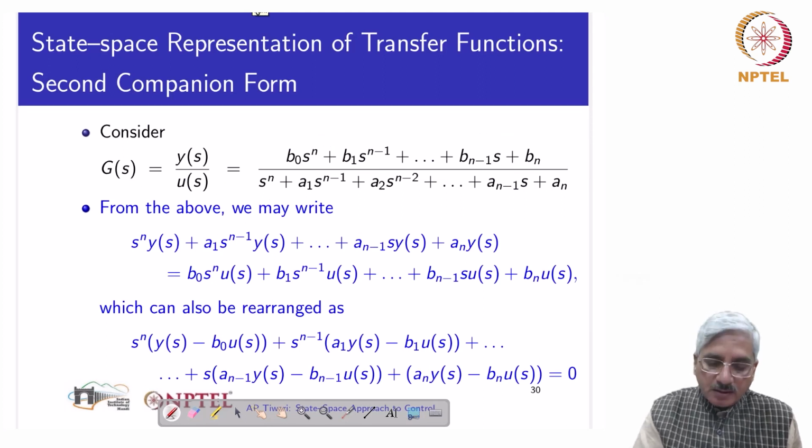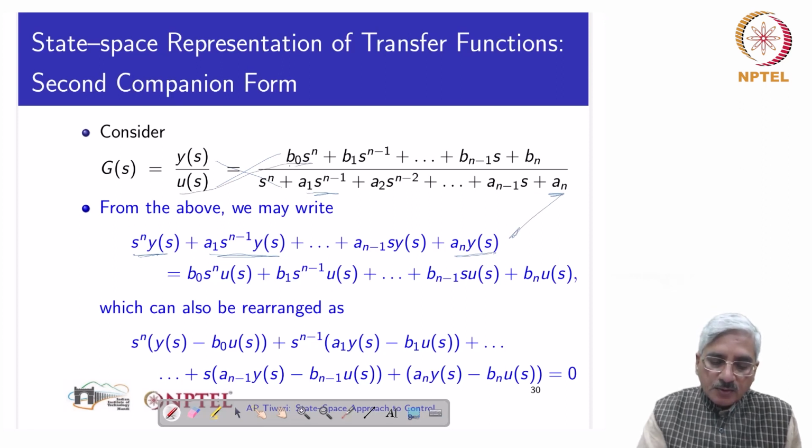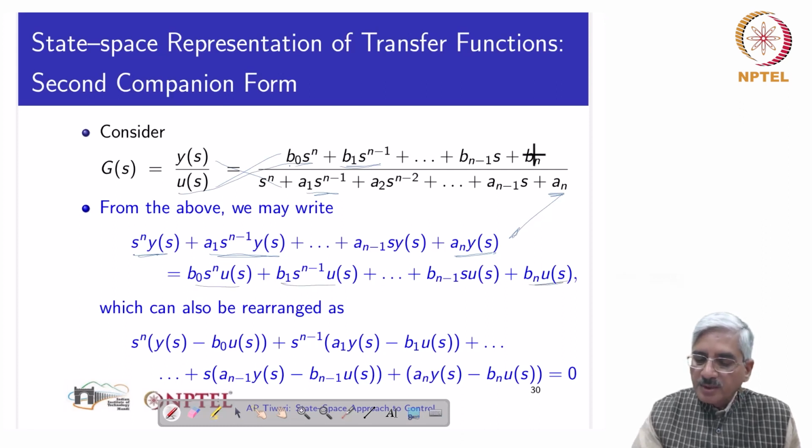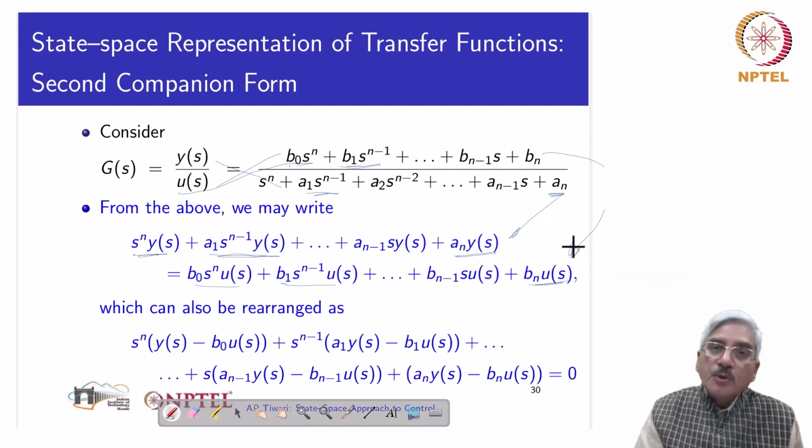Now if we cross multiply the terms like this, then we have s^n Y(s) plus a1 s^(n-1) Y(s), and so on up to an Y(s). This will give b0 s^n U(s), b1 s^(n-1) U(s), and so on up to bn U(s). And what we do is we look at the powers of s. So here we have power s^n with Y(s), and here s^n with U(s). We take these terms together.